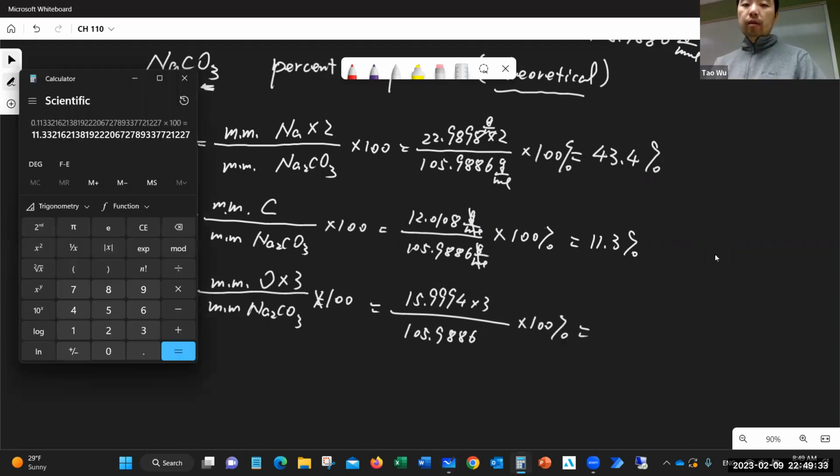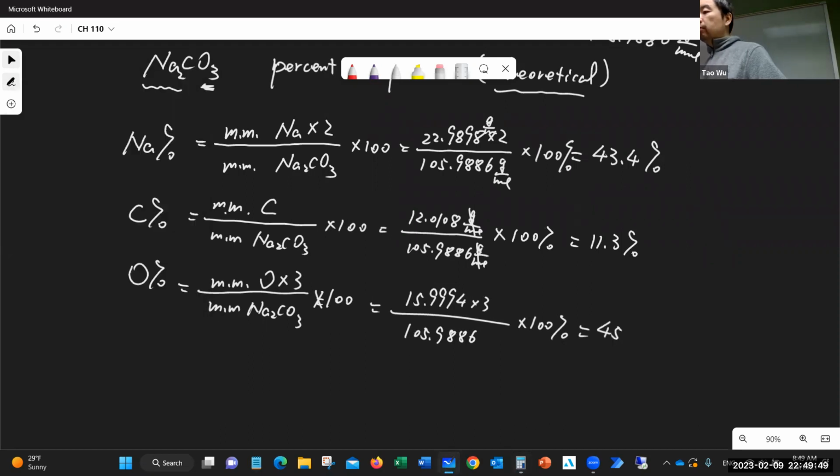So 15.9994 times 3 divided by 105.9886, and you times 100, that's 45.3%. So those percentage numbers are the percent composition for each of the elements. Make sense, right?